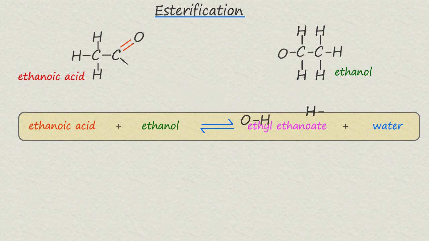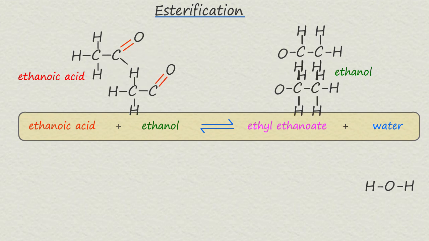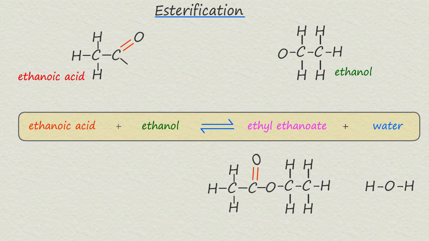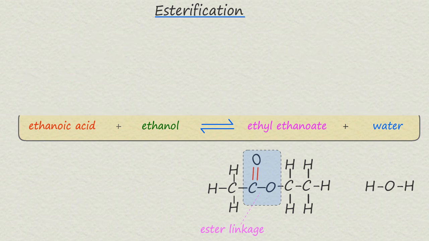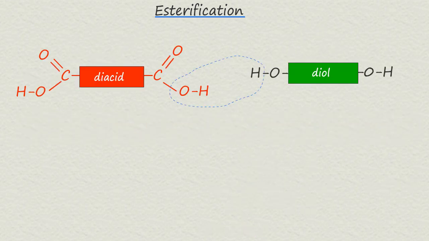Here, the OH group present in the carboxyl group on the carboxylic acid reacts with a hydrogen atom on the hydroxyl group present in the alcohol molecule to form a molecule of water, while the remainder of the acid and alcohol molecules now join together to form the new ester bond, which is clearly highlighted. So what would happen if, instead of using a carboxylic acid and an alcohol to form an ester, we used a diol and a dicarboxylic acid?